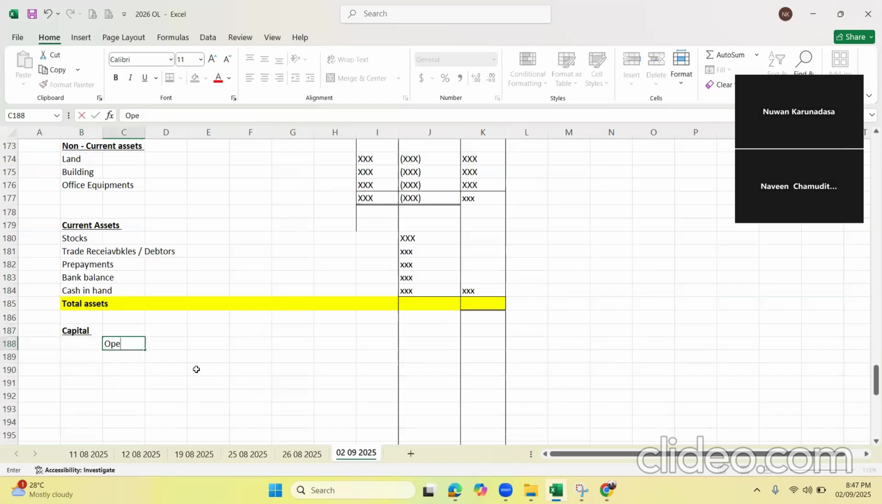Capital, opening balance, plus profit. So in a proprietorship, profit earned by the business is entitlement of the owner of the business. So therefore, profit for the period will be added to the capital. Profit for the period. Then any drawings. Drawings you must deduct here. Minus drawings.